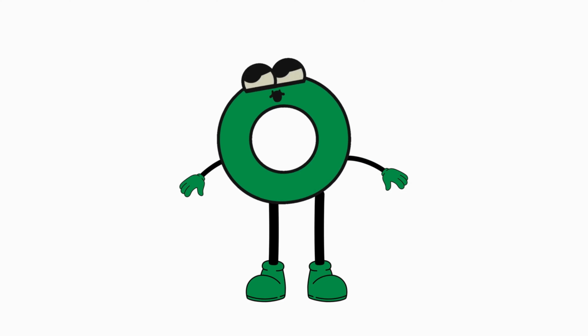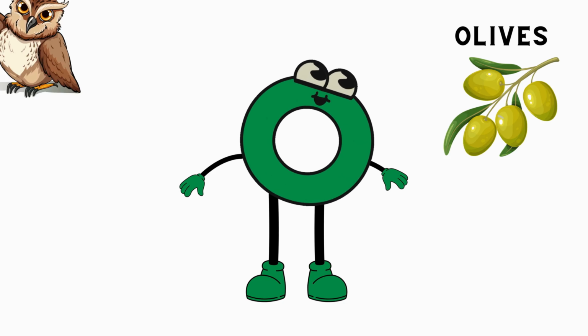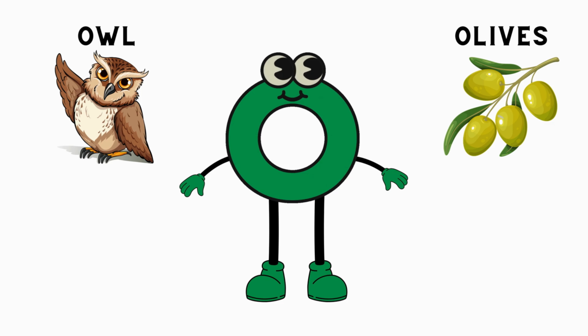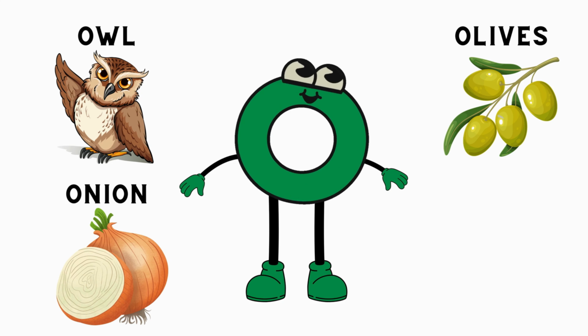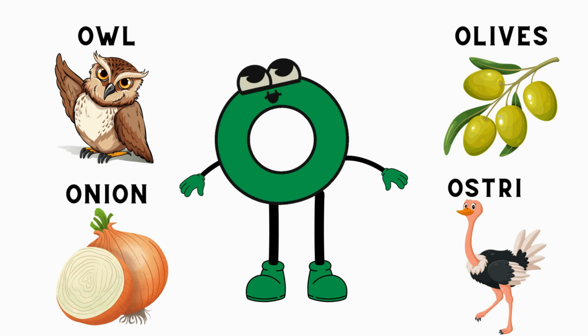The letter O is for olives. Owl. Onion. Ostrich.